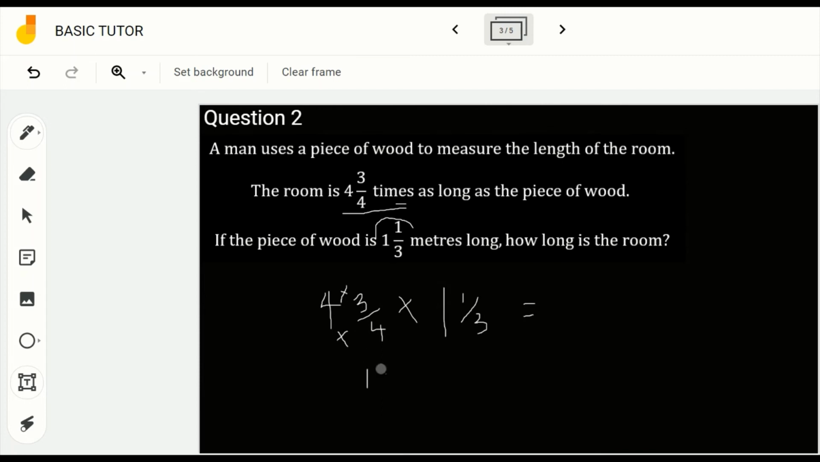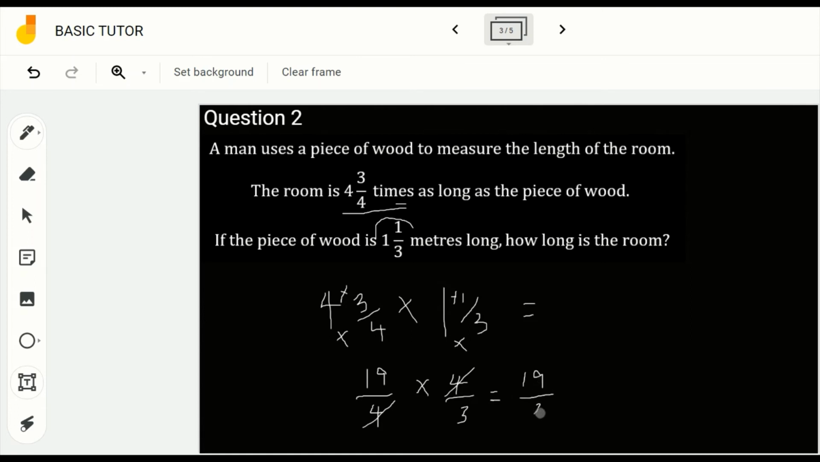So I have 19 over 4 times, same thing, 3 times 1, then we add the product to the numerator. So 3 times 1 is 3, plus 1 is 4, so we have 4 over 3. Alright, so what next? We can see if we can cancel out. In this case, I can cancel out this 4 with this 4, so I'm left with 19 over 3.